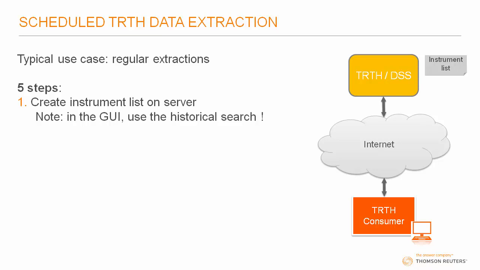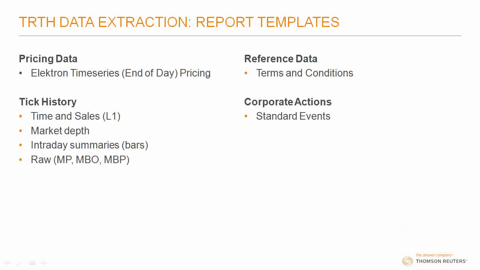Then, we define a reports template, which is also saved on the Data Scope Select server. Reports templates are created by choosing one from a list of available default templates, and then customizing it by selecting which data fields should be part of the returned results. Again, this can be done using either the graphical user interface or the API. Here is the list of currently available reports templates for tick history customers. They correspond to the data landscape we saw at the beginning of this presentation. New releases of TRTH may include new report templates.